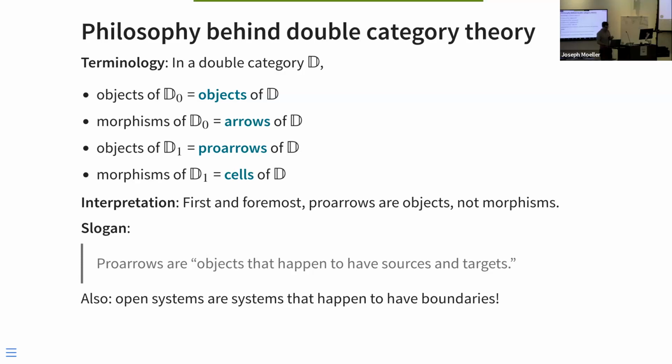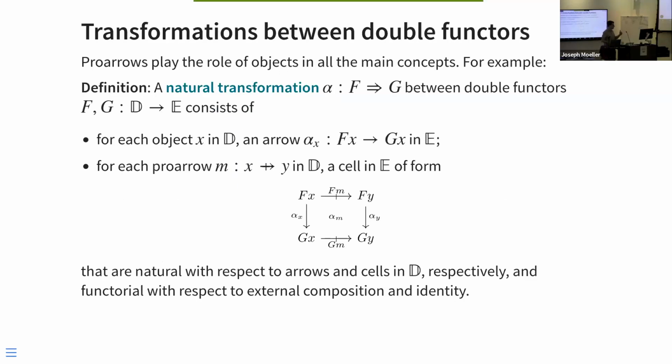And so the pro arrows of the double category are first and foremost objects, not morphisms. So the slogan that I like to think about here is that pro arrows are objects that just happen to have a source and target and can compose. And this is pretty natural from our point of view, because I think open systems are also first and foremost systems or objects. They happen to have boundaries. And so this point, though, is more than just a philosophical one, because it actually fits into how the concepts in the theory of double categories are arranged. And basically, in the most well-behaved notions, pro arrows are playing the role of objects, not of morphisms.